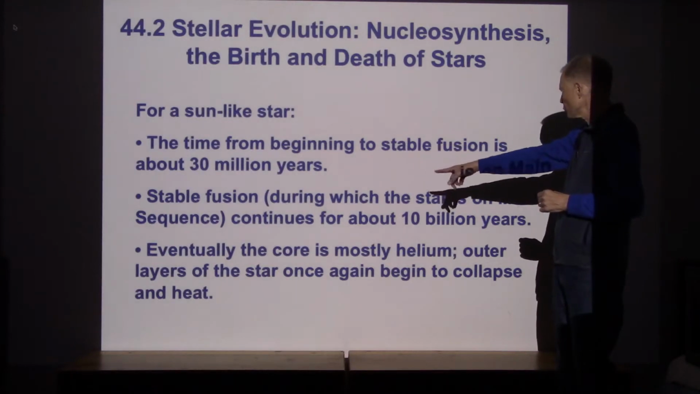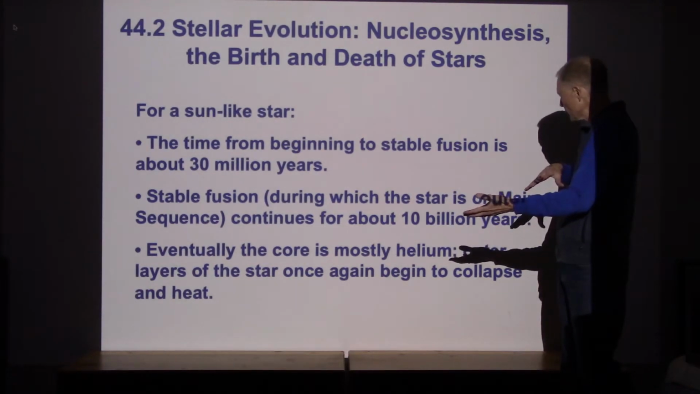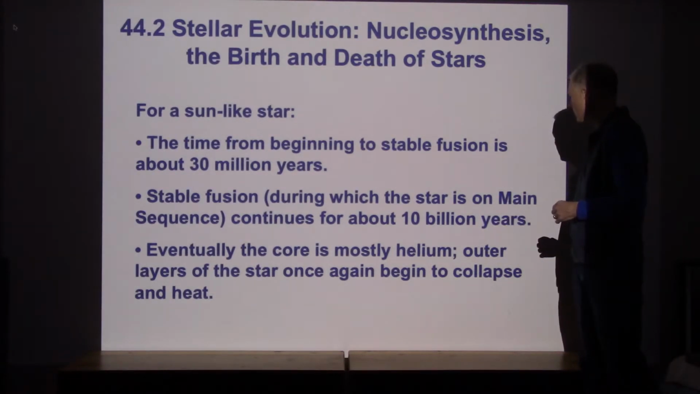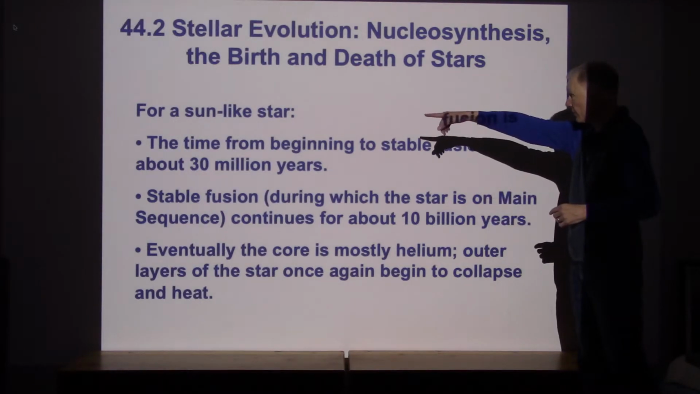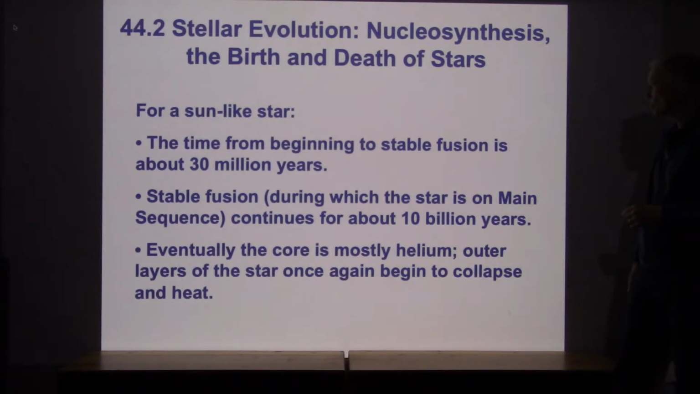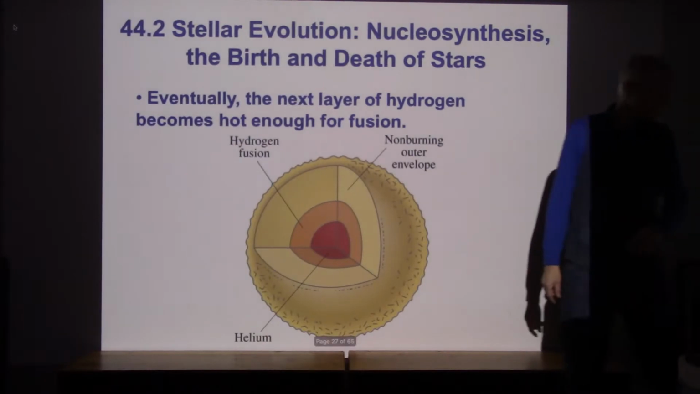When fusion first kicks in, stars have luminosities and surface temperatures where they get categorized as a main sequence, and a star like the Sun would take about 10 billion years for its fuel to run out. Eventually most of the core is helium. So let's see what happens here.